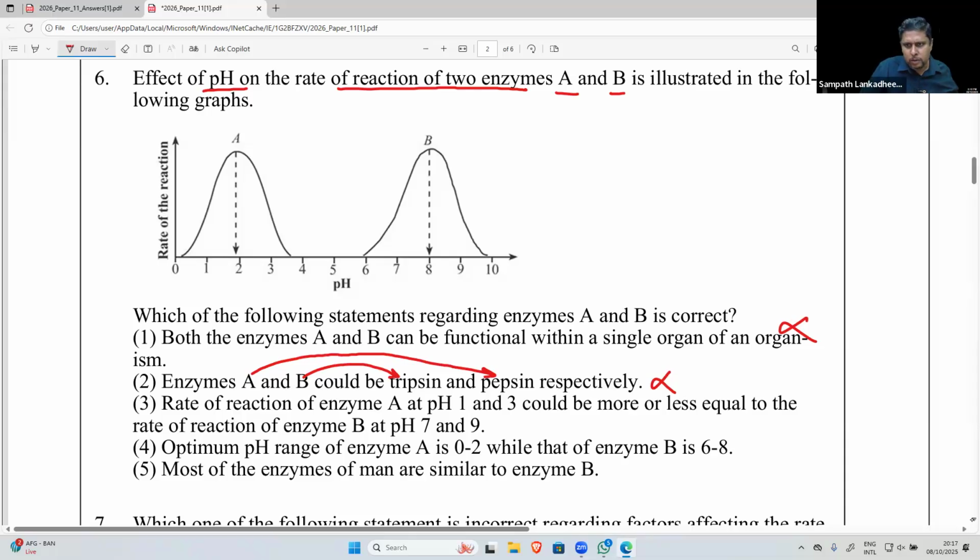Okay. Optimum pH range of the enzyme A is 0 to 2. Wrong. No, we can't agree with that, because the optimum pH is 2.